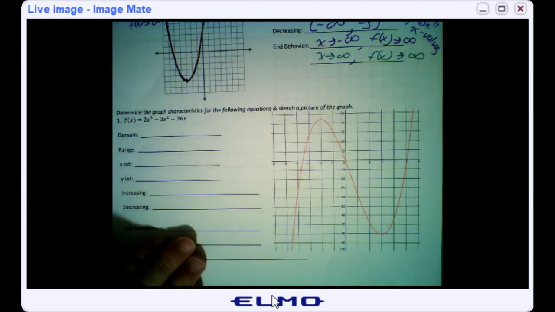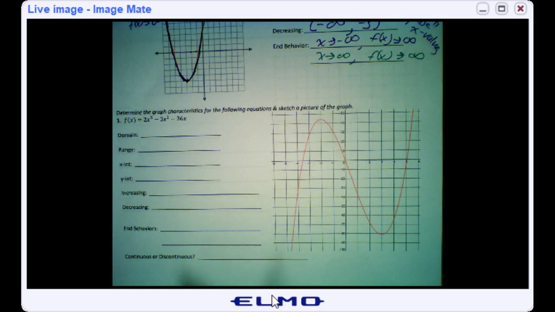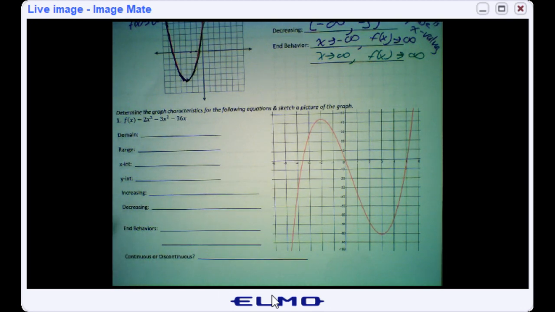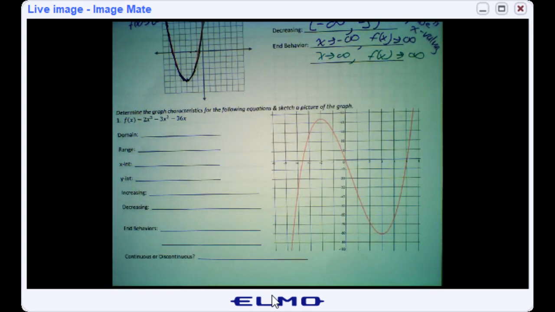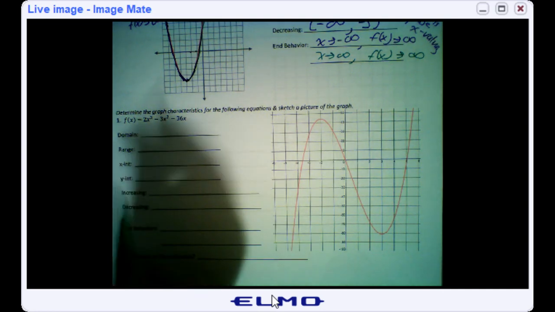For my next example, I give you a function, f of x equals 2x cubed minus 3x squared minus 36x. I also provide the graph so you don't have to try and sketch that. We're going to start with the domain. So for our domain, we're talking about the x values.